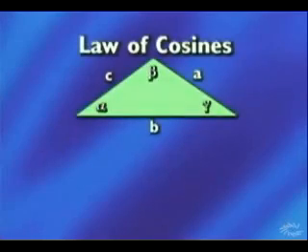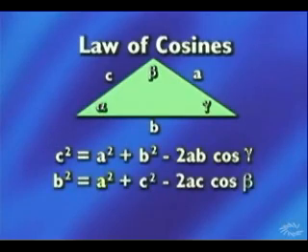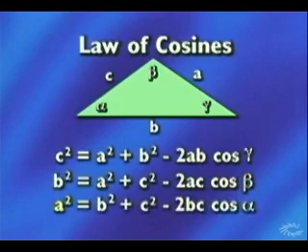The law of cosines says that given a triangle with sides A, B, C and opposite angles alpha, beta, gamma, we can construct the following formulas. C squared equals A squared plus B squared minus 2AB times the cosine of gamma, or B squared equals A squared plus C squared minus 2AC times the cosine of beta, or A squared equals B squared plus C squared minus 2BC times the cosine of alpha.